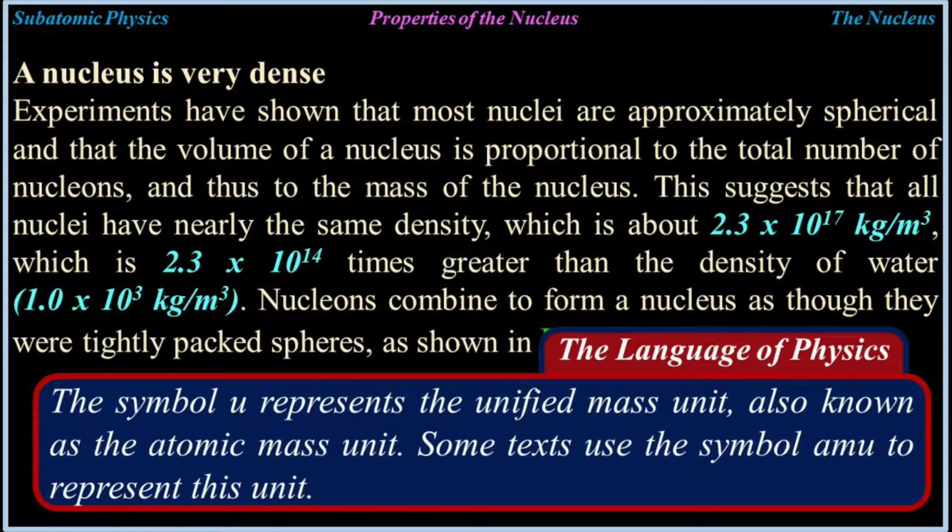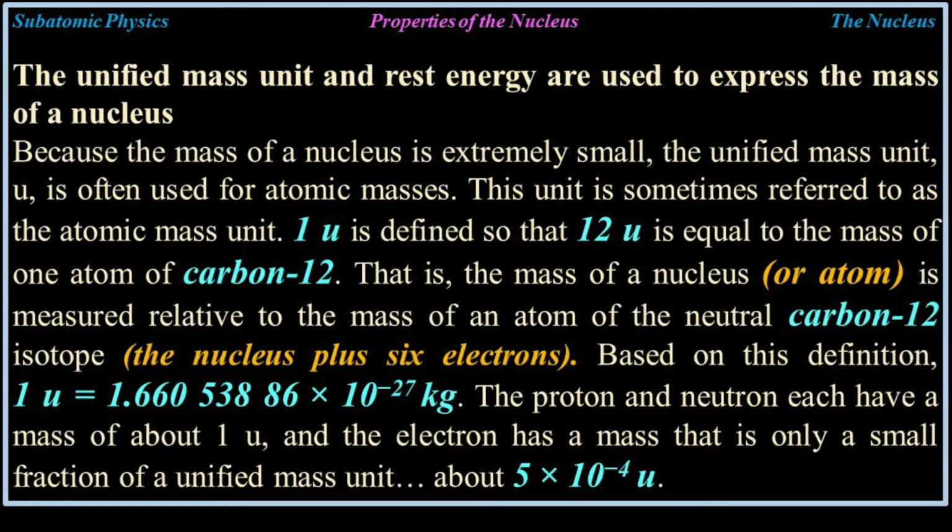Nucleons combine to form a nucleus as though they were tightly packed spheres, as shown in Figure 2. The symbol U represents the unified mass unit, also known as the atomic mass unit. Some texts use the symbol AMU to represent this unit. The unified mass unit and rest energy are used to express the mass of a nucleus. Because the mass of a nucleus is extremely small, the unified mass unit, U, is often used for atomic masses. This unit is sometimes referred to as the atomic mass unit.